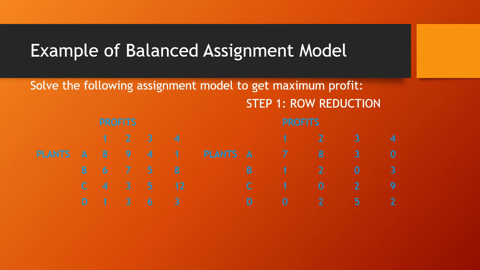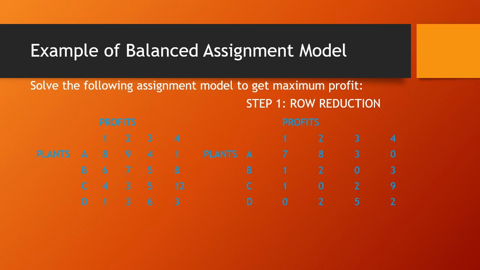Then row 2, the smallest element is 5. 6 minus 5, 1. 7 minus 5, 2. 5 minus 5, 0. 8 minus 5, we have 3. Then row 3, the smallest element is 3. 4 minus 3, we have 1. 3 minus 3, we have 0. 5 minus 3, we have 2. 12 minus 3, we have 9.